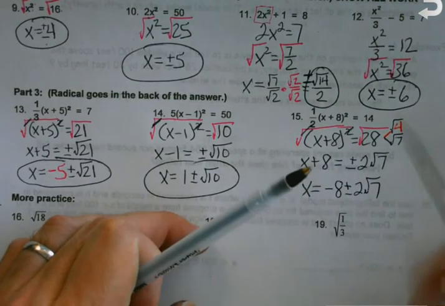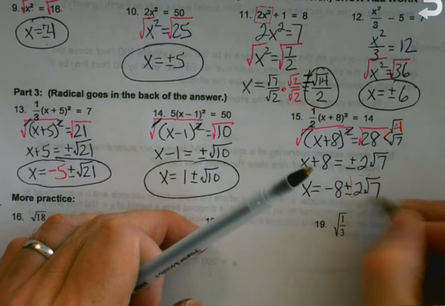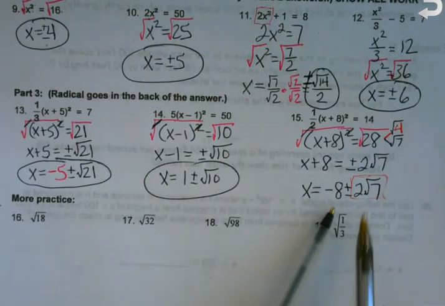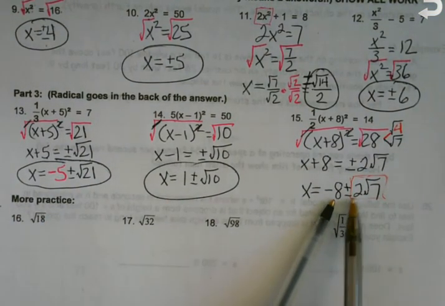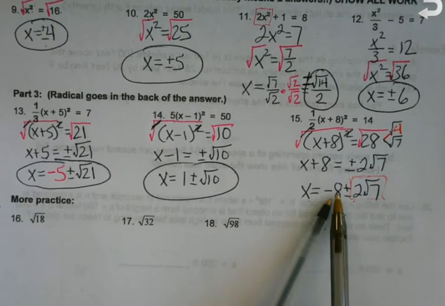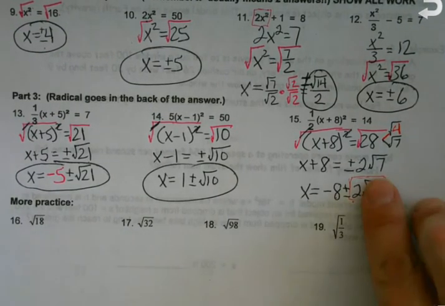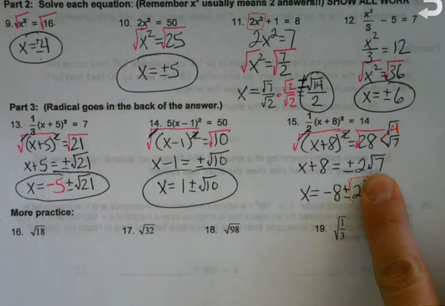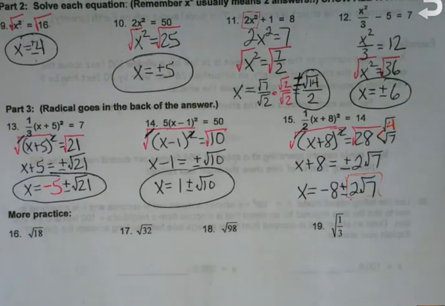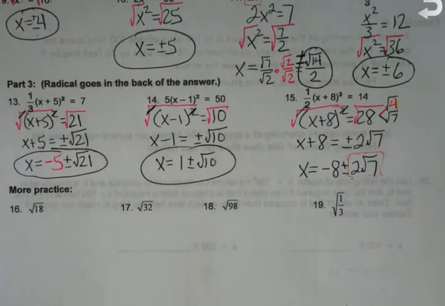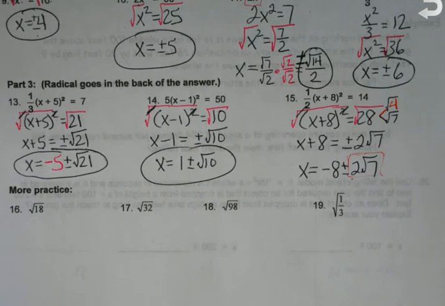This 2 square root of 7, these are locked together. I cannot try to combine this and call it like negative 6 or something like that, or try to do negative 8 plus 2 and negative 8 minus 2. These are locked together. If it was just 2, I could break that up. I could do negative 8 plus 2 and negative 8 minus 2 and get 2 answers. But with the radical there, I have to leave it alone. Okay? No options with that. It doesn't change. I can't do anything else with it.